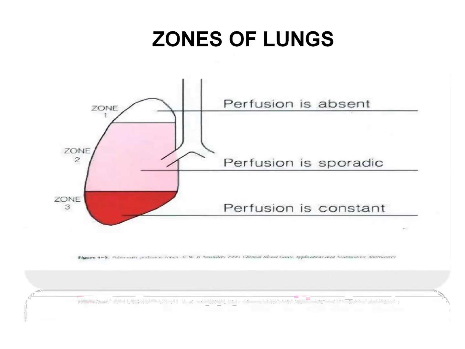Now how are these zones divided? According to perfusion, the lung is divided into three parts: zone 1, zone 2, and zone 3. This part is the apex, this is the middle region, and this is the base of the lungs. If we see this figure, there are zones 1, 2, and 3. Zone 1 where the perfusion is absent, zone 2 where the perfusion is sporadic, very less, and zone 3 where constant perfusion is present. So these are the zones by perfusion.